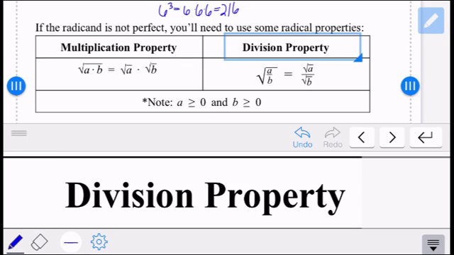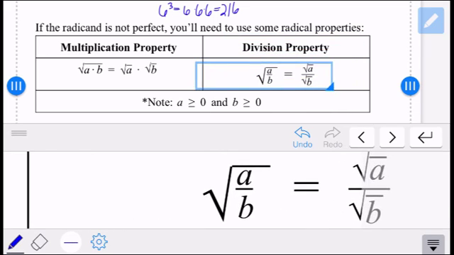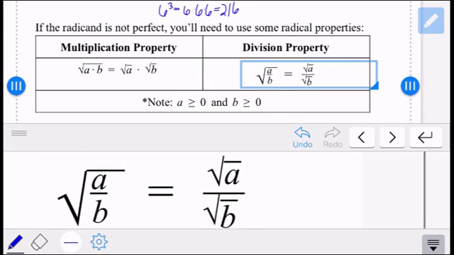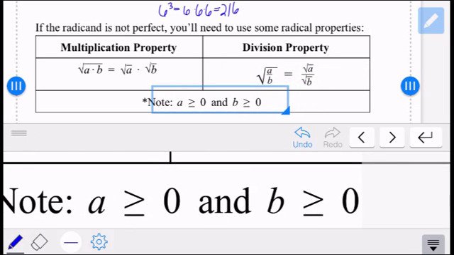We've also got the division property, which says if we've got the square root or radical of a quotient, 2 things being divided, well, we can change that and do the quotient of the 2 radicals. So you can take the square root of a and then divide that by the square root of b. But just be careful here, a and b do have to both be greater than or equal to 0.